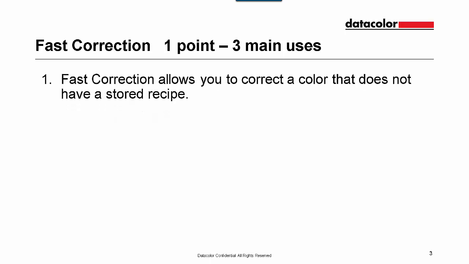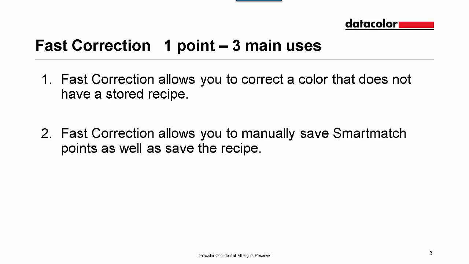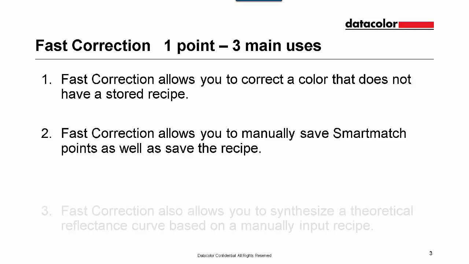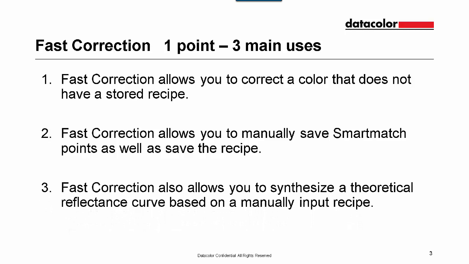First, fast correction allows you to correct a color that does not have a stored recipe. Second, fast correction allows you to manually save Smartmatch points as well as save the recipe. And third, fast correction allows you to synthesize a theoretical reflectance curve based on a manually input recipe. Now we'll delve into more detail in the software about fast correction.